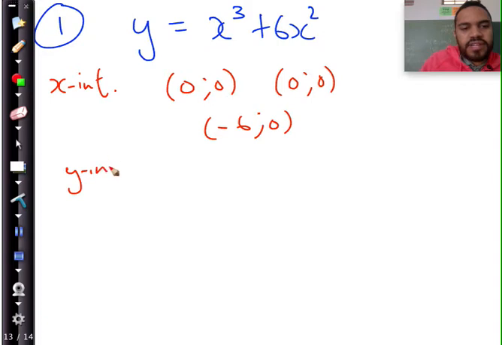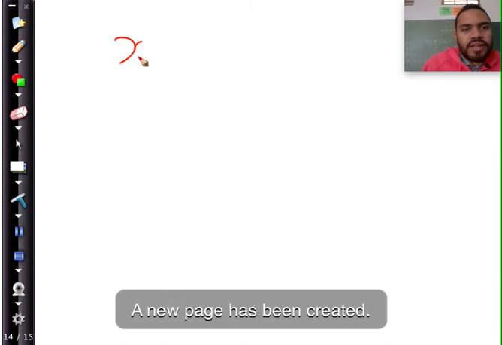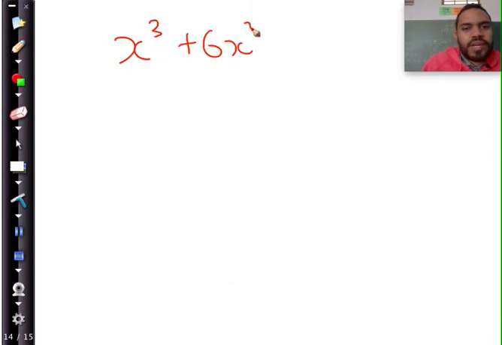And the y-intercept was 0 and 0. This was a very interesting one, with a lot of zeros involved. Now let's find the turning points, because that's what we're looking for next. There are 4 steps, and I'm sure you've written them down. You've engraved the neural pattern. x cubed plus 6x squared, that's my curve. What's step number 1?